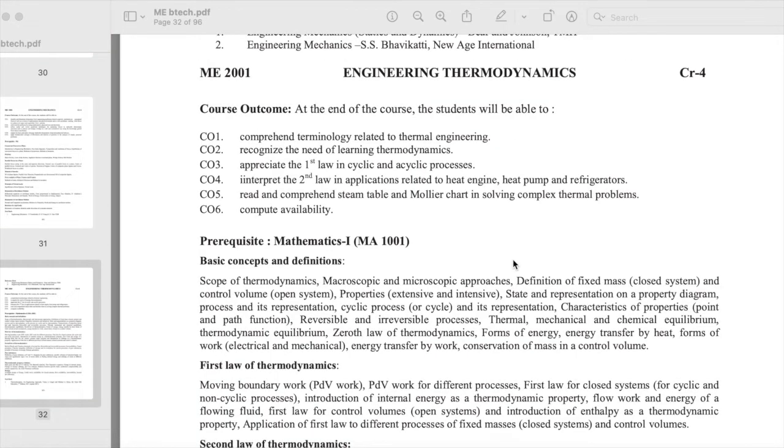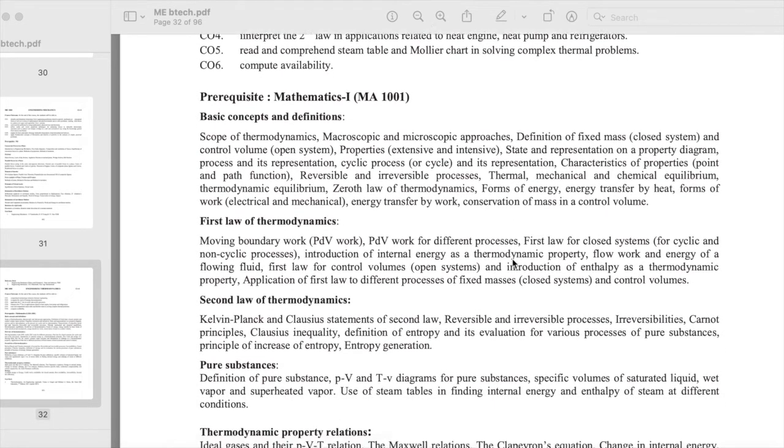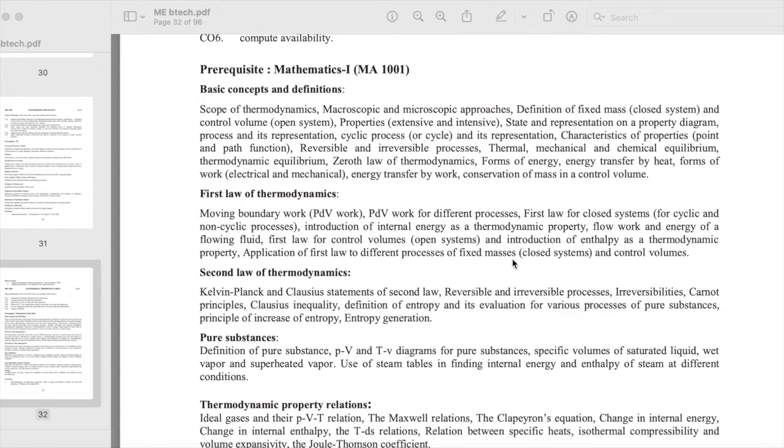Course Outcome. At the end of the course, the students will be able to: CO1. Comprehend terminology related to thermal engineering. CO2. Recognize the need of learning thermodynamics. CO3. Appreciate the first law in cyclic and acyclic processes. CO4. Interpret the second law in applications related to heat engine, heat pump, and refrigerators. CO5. Read and comprehend steam table and Mollier chart in solving complex thermal problems. CO6. Compute availability. Prerequisite: Mathematics I, MA 1001.